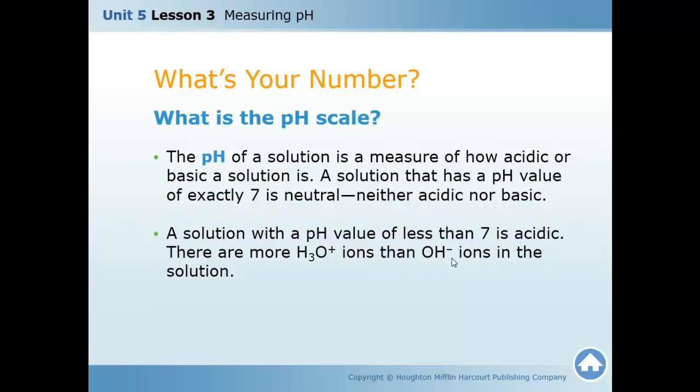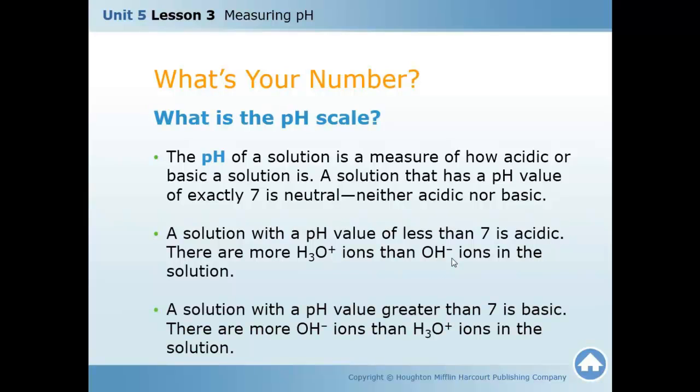What is the meaning of the word acidic? We know from the previous lesson, the acidic solution contains more hydronium ions than hydroxide ions in its solution. So a solution with a pH value less than 7 will be acidic. The first case, a solution with a pH equal to 7 is neutral. A solution with a pH less than 7 is acidic.